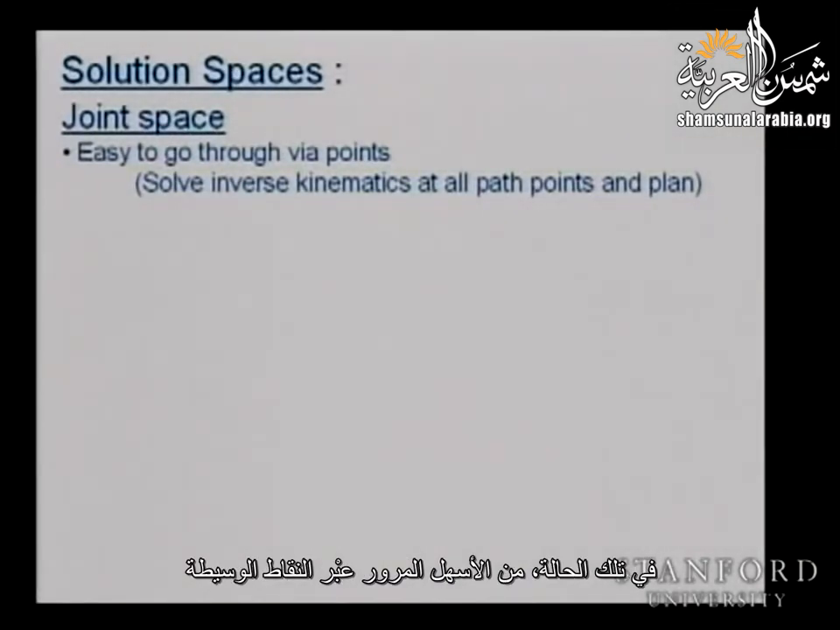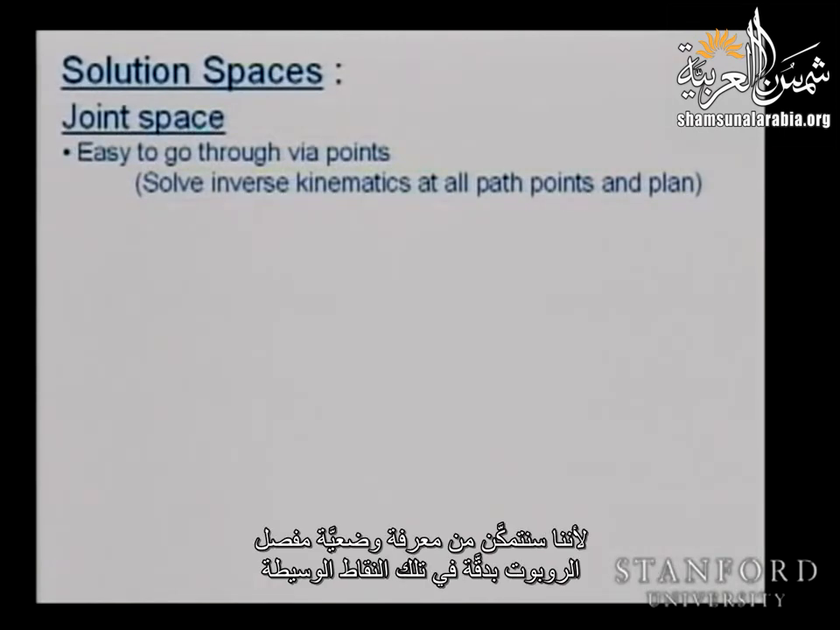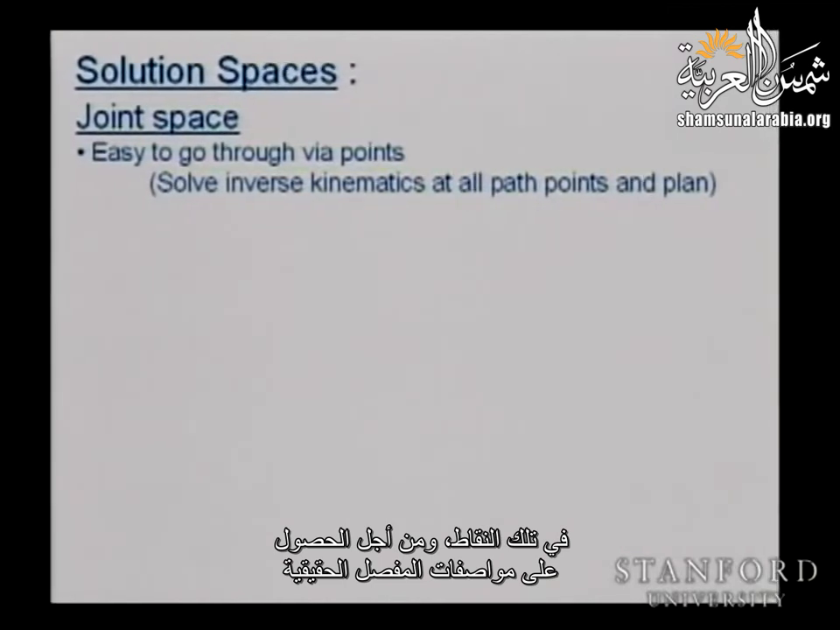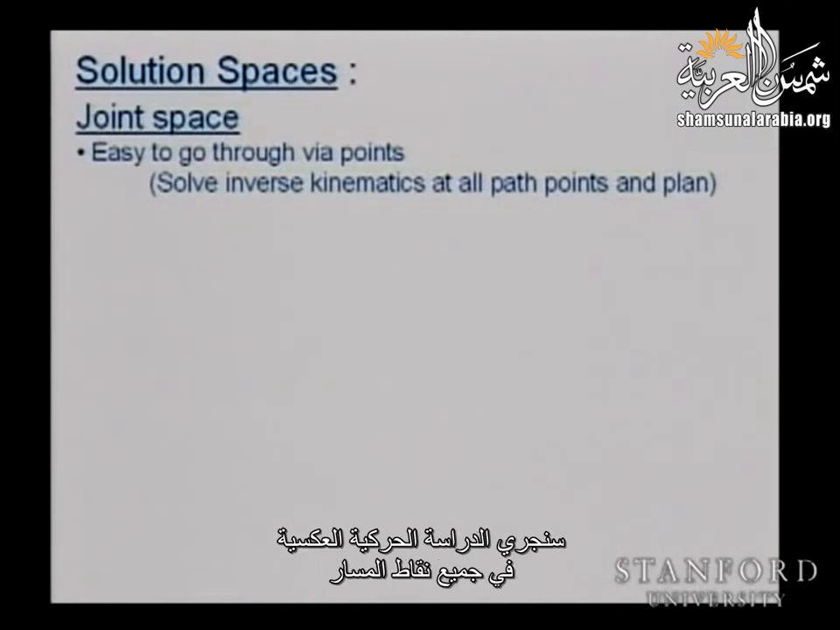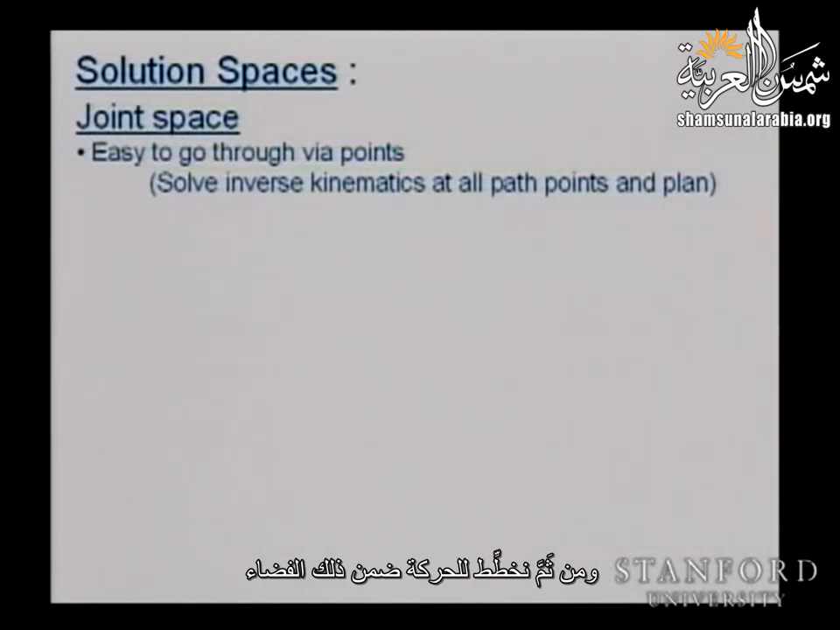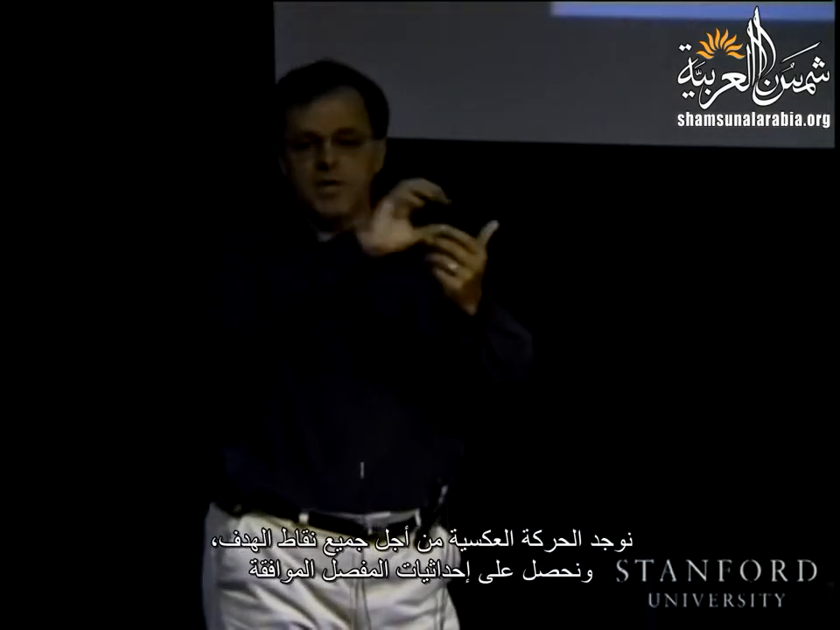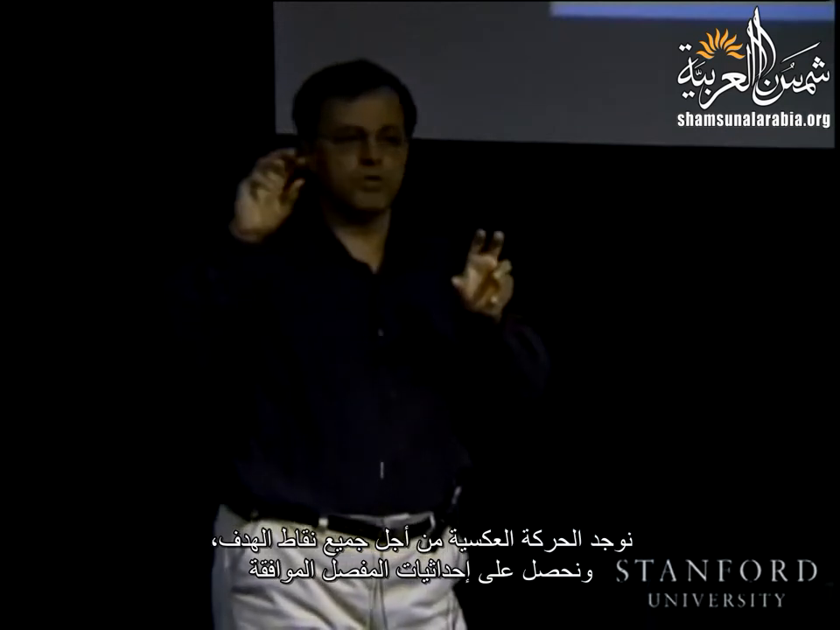In that case, it is easy to go through these intermediate points because we will know exactly what the joint configuration is going to be for the robot at these intermediate points. So at those points, in order to get the actual joint characteristics, we'll be solving the inverse kinematics at all the path points, and then we'll plan for a motion in that space. So let's say we have the coordinates of each of the points that we want to pass through. We solve the inverse kinematics for all these target points. We get the corresponding joint coordinates, and then we plan the trajectory in joint space. Okay? So that's pretty simple, and it's much less calculation.